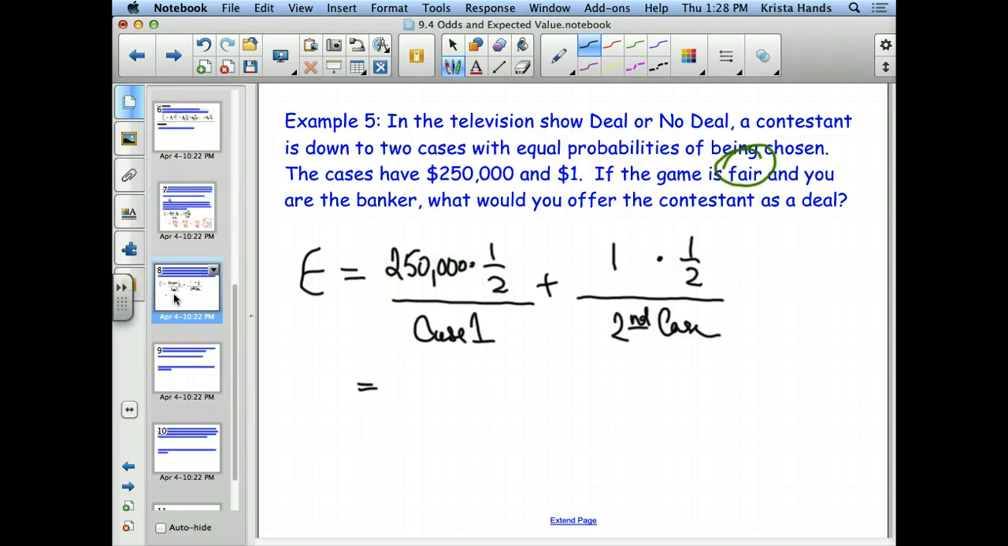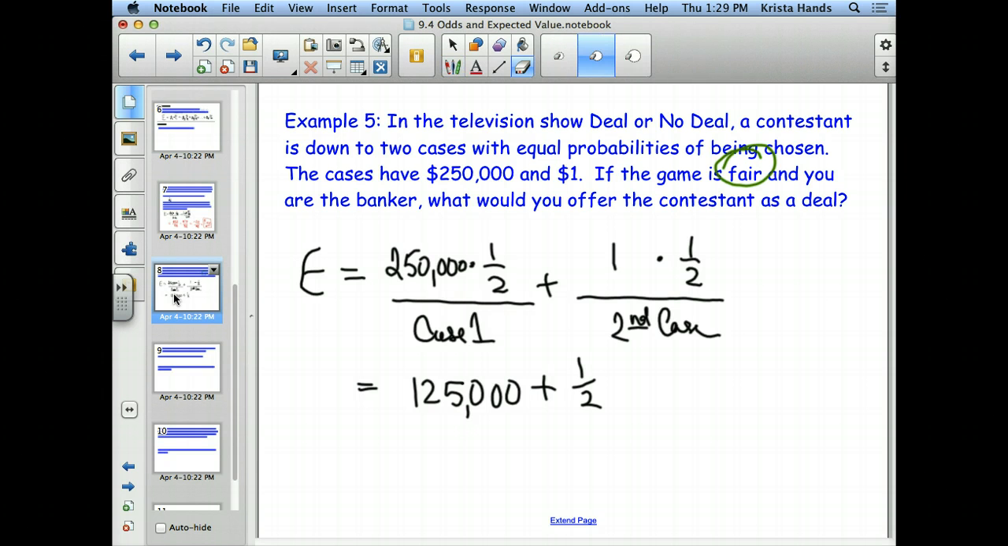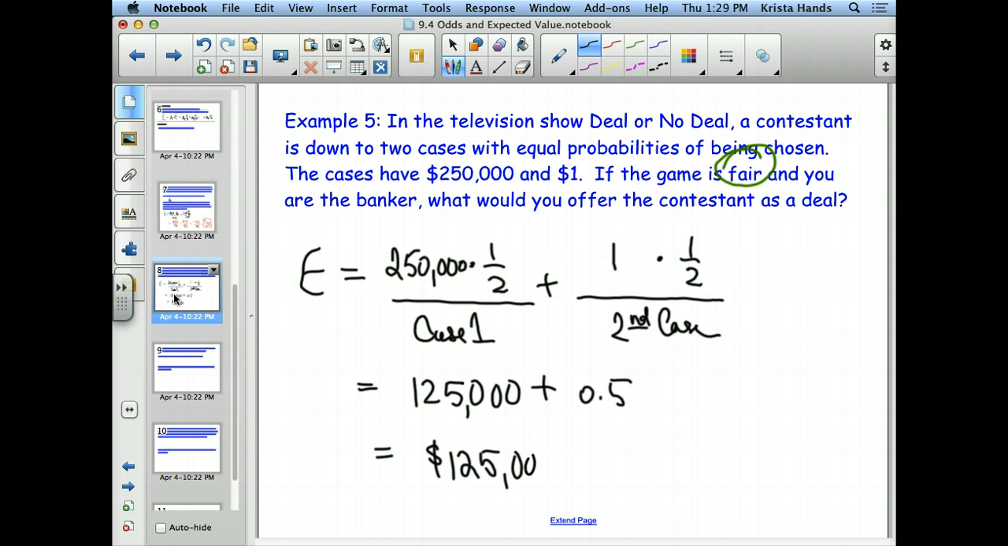Alright, so what is 250,000 times 1/2? $125,000. And what is 1 times 1/2? It's 1/2 or 0.5. We'll go with 0.5 since we're talking about money. And if I add these together, what do I get? $75,050. That would be a fair offer. So when we talk about a fair offer, what we mean is an offer that would be just as good as the expected value.